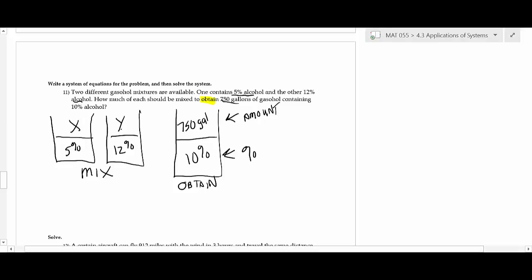Now I want to have you guys take it from there. I won't tell you anything else. I'll walk around. But a couple of things in your equation. What is the relationship between X, Y, and 750? They add up. So what's the equation? X plus Y equals 750. Then you've got the percentages, remember? So you say 5% of X plus 12% of Y equals 10% of 750. Now take it from there and see what you can do. Okay, the rest of it's algebra.